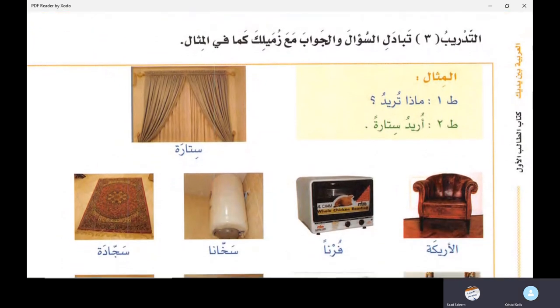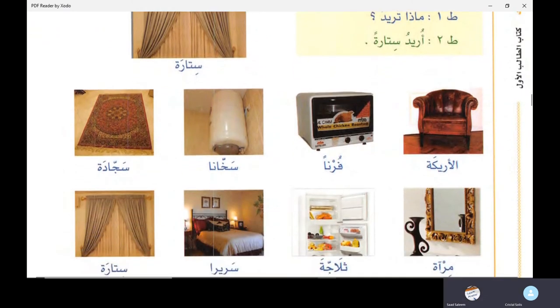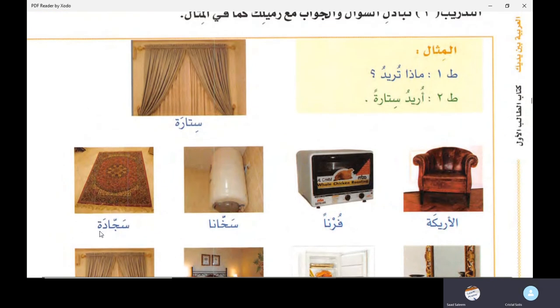Next. Maza turidu? Uridu al-arikata. Good. In sitara we don't have alif lam, that's why we are using two fatha. But in arika we have alif lam, so we are using just one fatha. Maza turidu? Uridu furnan. Good. Maza turidu? Uridu sakhanan. Good. Maza turidu? Uridu sajadatan. Two fatha. Okay.